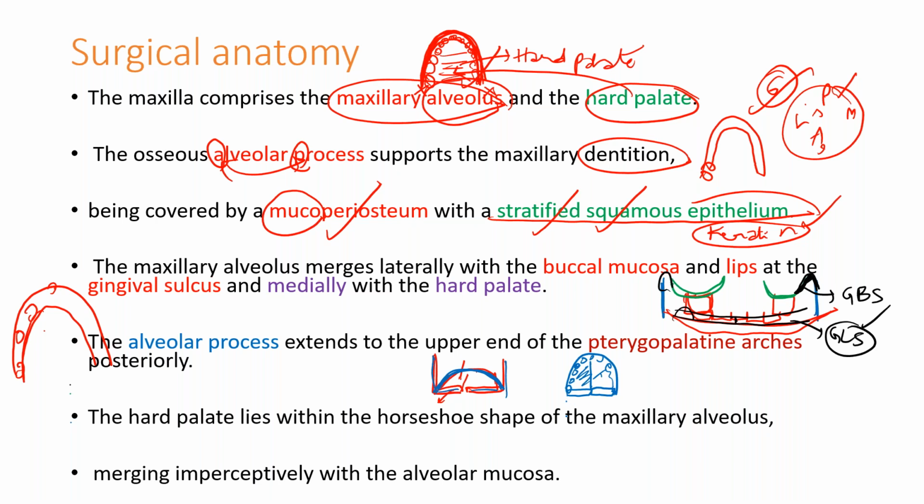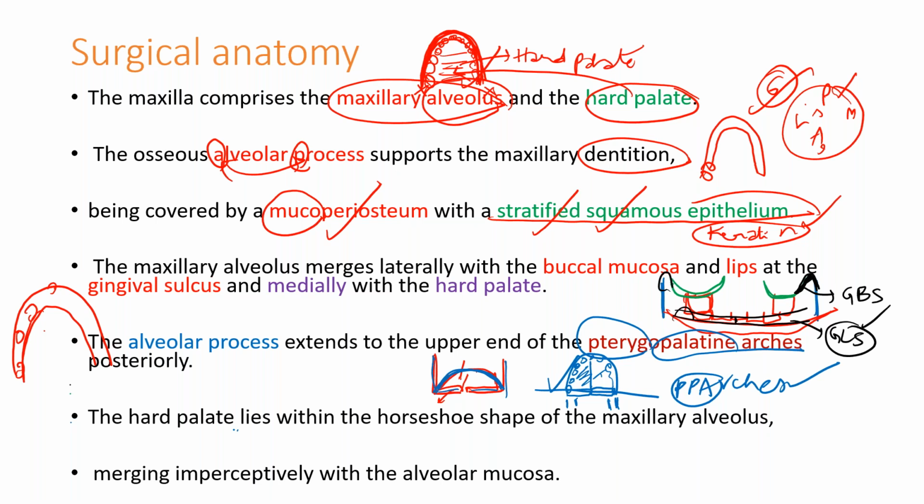Behind, if you go, there will be the pterygoid plates of the sphenoid. So this particular posterior part becomes the pterygopalatine arches posteriorly. The posterior part of the alveolar process of the maxilla is called the pterygopalatine arches.